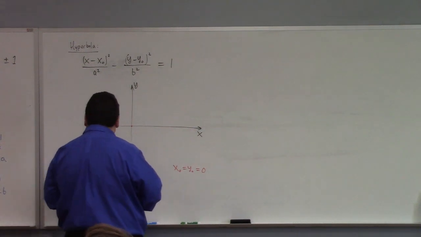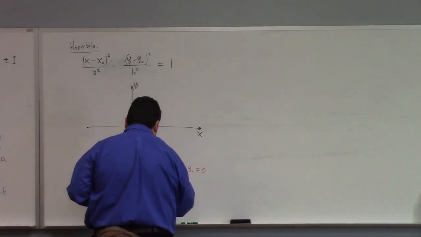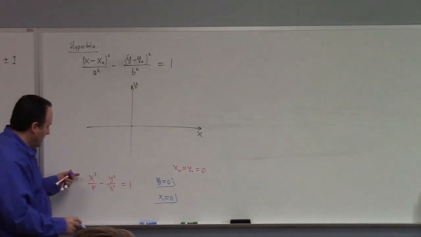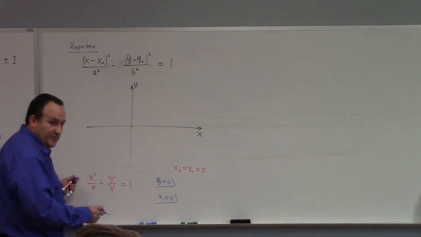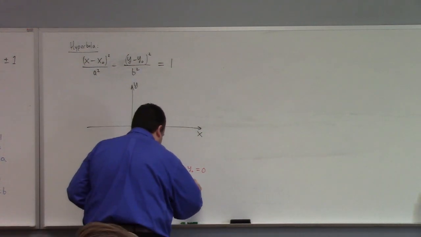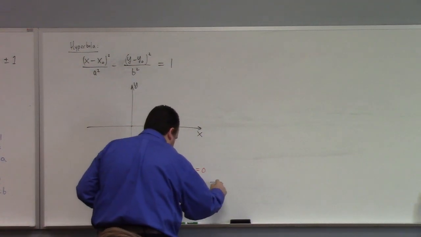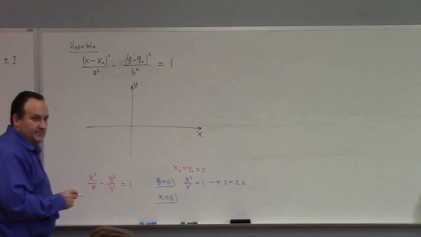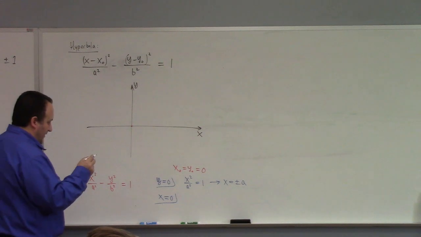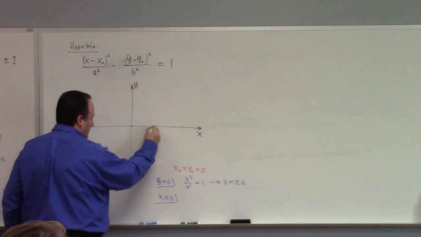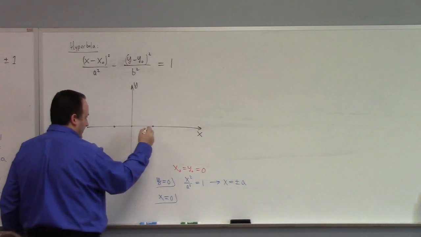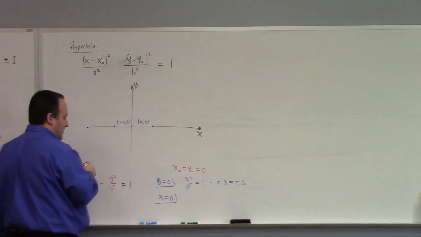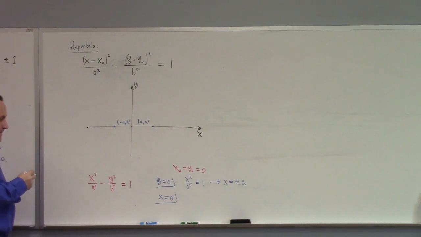If we look at y equals 0, what do we get? If we look at x equals 0, what do we get? So if you plug in y equals 0, you get x squared over a squared equals 1. So that tells me that x is equal to plus or minus a, right? So the x-intercepts are here and here. All right? So a comma 0 and minus a comma 0. How about the y-intercepts?